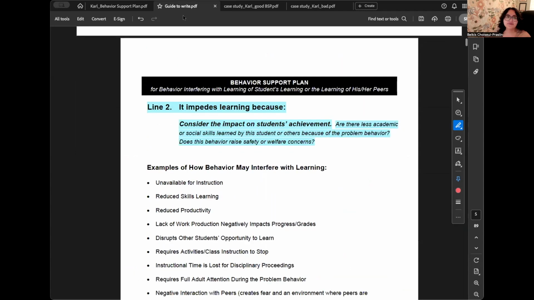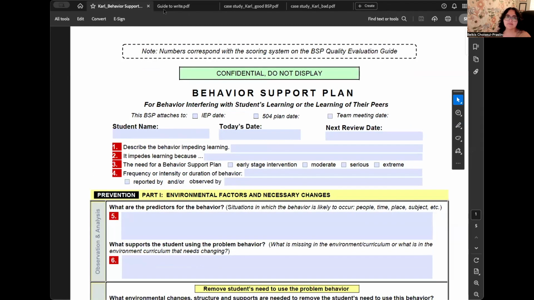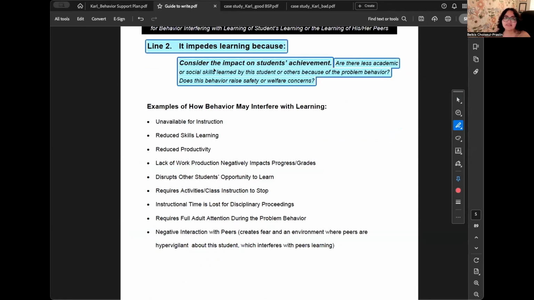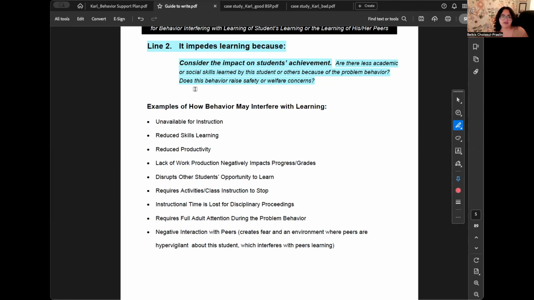All right, line number 2 in this template that we're going to be using is the behavior impedes learning, because that's just finishing the rest of the sentence. What is the impact on the student's learning? Are there fewer academic and social skills because of that student's behavior? Is the behavior interfering with other students' opportunities to learn? Is the behavior interfering with learning because it requires full adult attention 24/7? Like, we cannot be anywhere 10 feet away from the student. They need us at less than a foot away to help manage their behavior all day. That's incredibly important. Why is it impeding the learning?